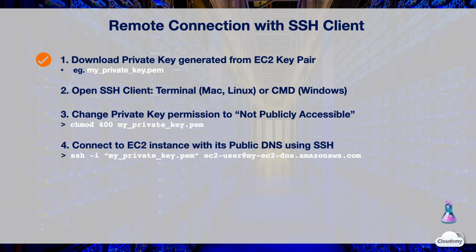Here are the steps for the SSH connection. You need the private key generated from the EC2 key pair for the SSH connection. The private key is a .pem file. Open the terminal and run the chmod 400 command to change the file permission of your .pem file to private. Connect to the EC2 instance with its public DNS using the SSH command.